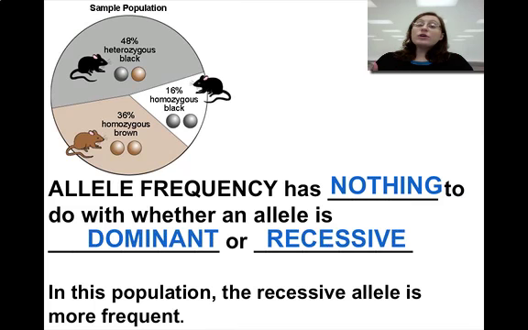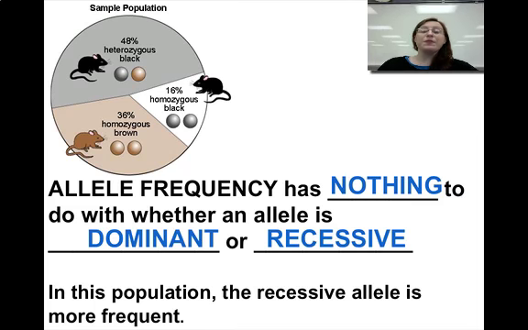Okay, so all we're doing is we're counting how many alleles there are of each type within one gene of a sample population. And we're going to look at how that changes over time. The frequency of the allele has nothing to do with whether it is dominant or recessive. Okay, for example, in this population, it just so happens that the recessive allele is more frequent.